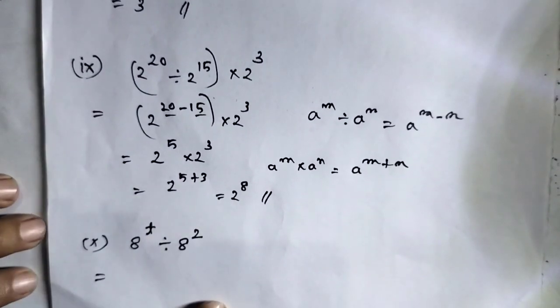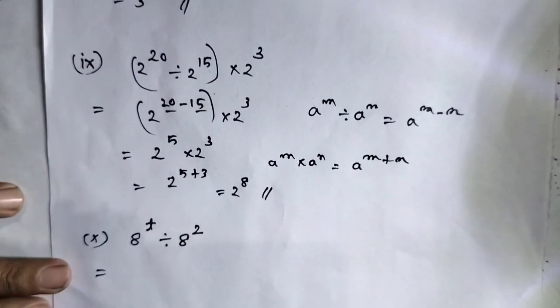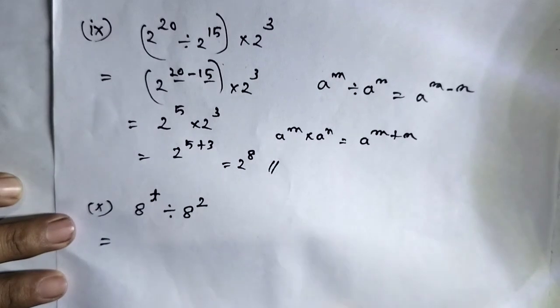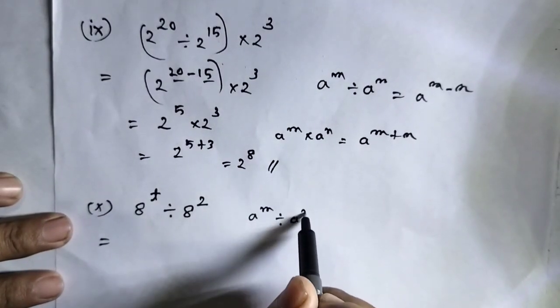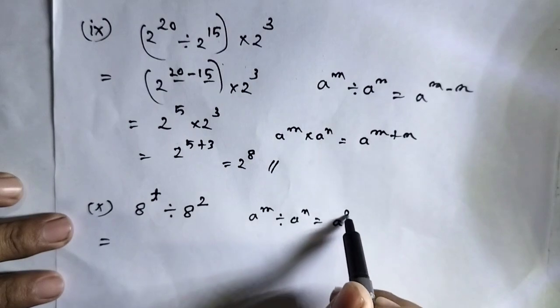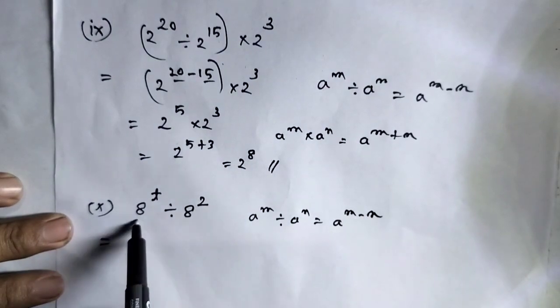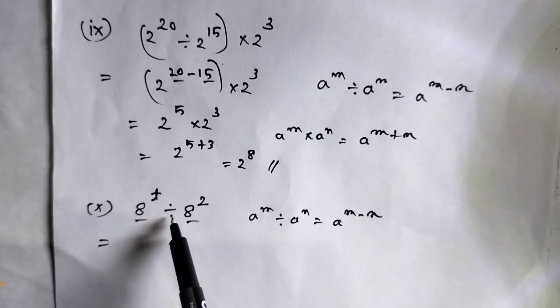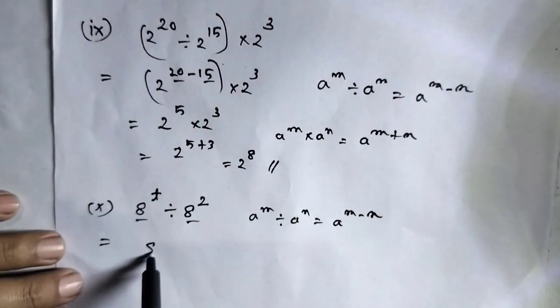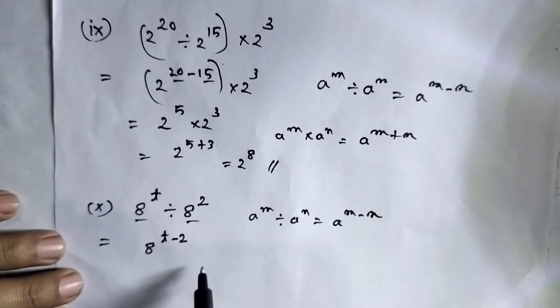Next question is 8 to the power t divided by 8 square. We know that a to the power m divided by a to the power n is equal to a to the power m minus n. Here the base is the same and the exponents are different and it is division. Then the answer will be 8 to the power t minus 2.